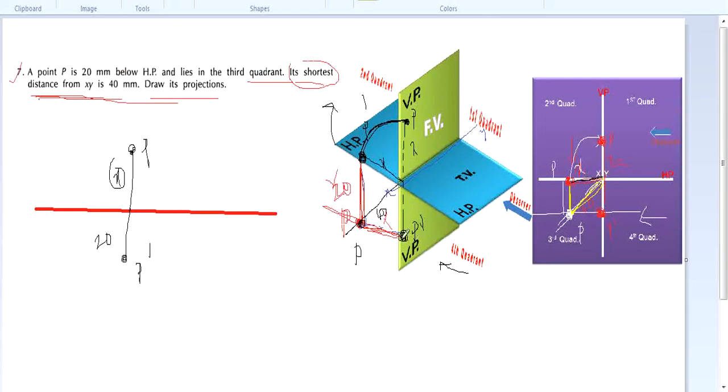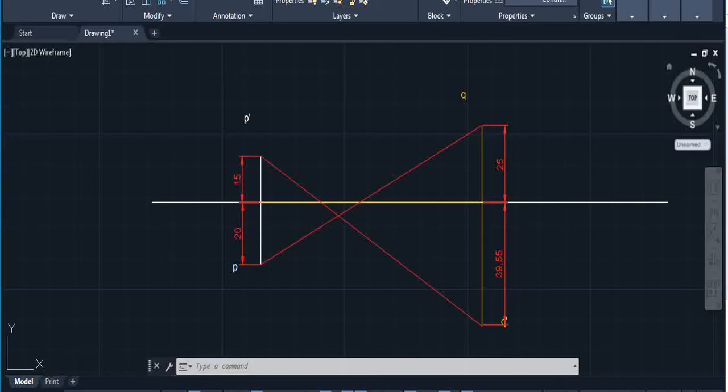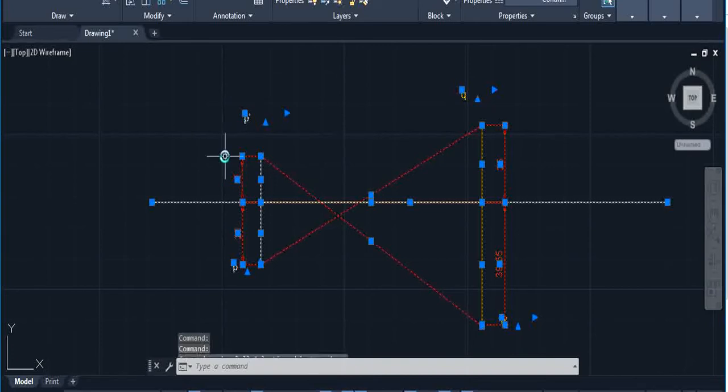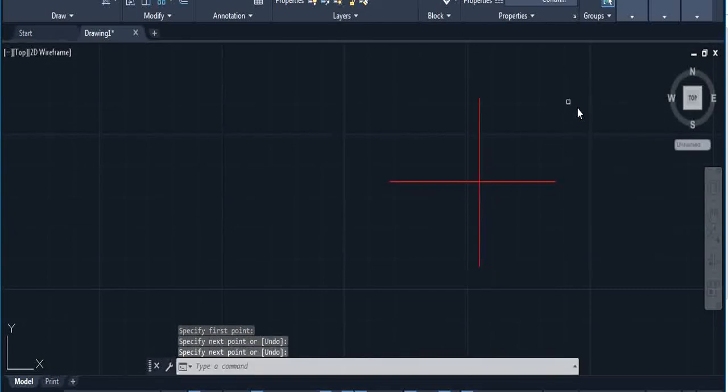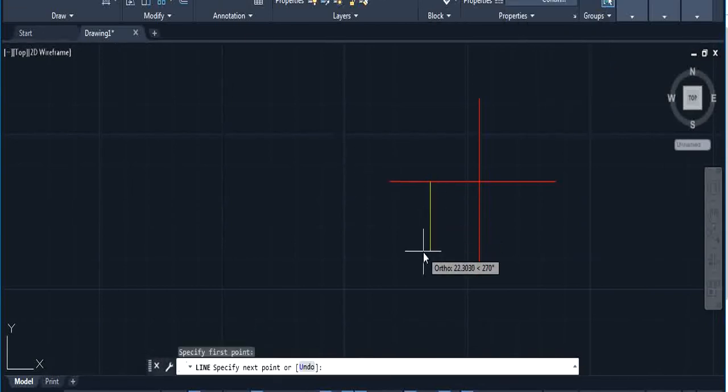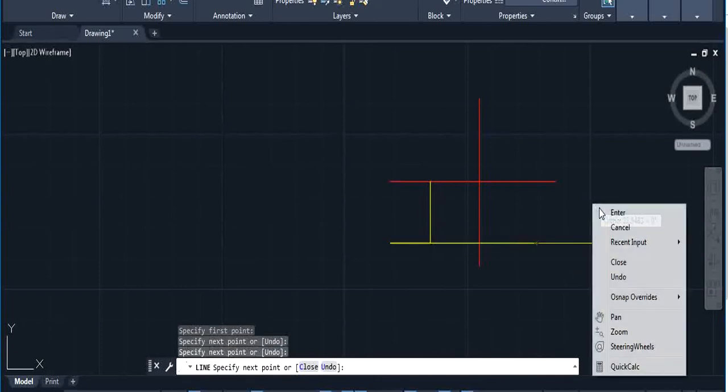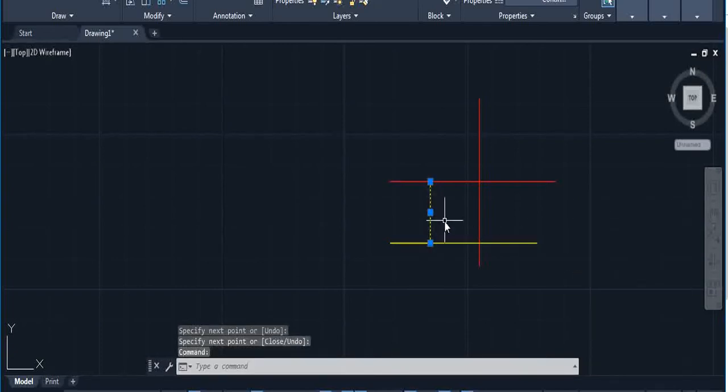Okay, then the same process, just see the same procedure in AutoCAD software. Just see the procedure. So draw a horizontal plane, then see here, a vertical plane, horizontal and vertical plane. The next one is, take the distance 20 mm. Okay, so this is the third quadrant, and draw one horizontal line like this. Okay, so erase this one.